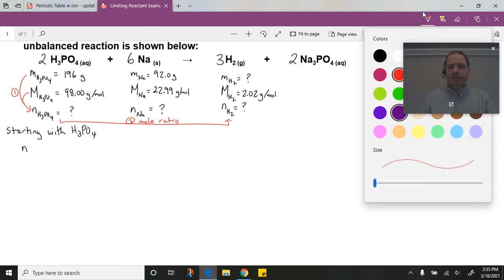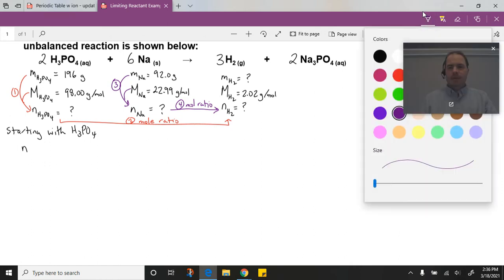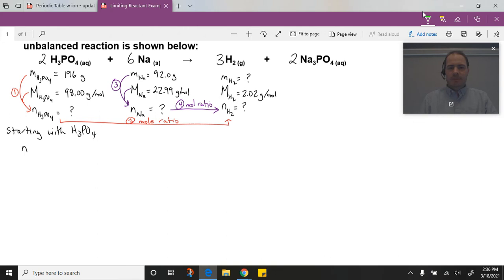The other thing we're going to have to do is figure out moles of sodium. Once we've got that, we do a mole ratio to figure out the moles of hydrogen, right? Then we compare the moles. Whichever produces less hydrogen, that's the one we'll then calculate the mass with. So the last thing we'll do is calculate the mass using the moles and the molar mass.